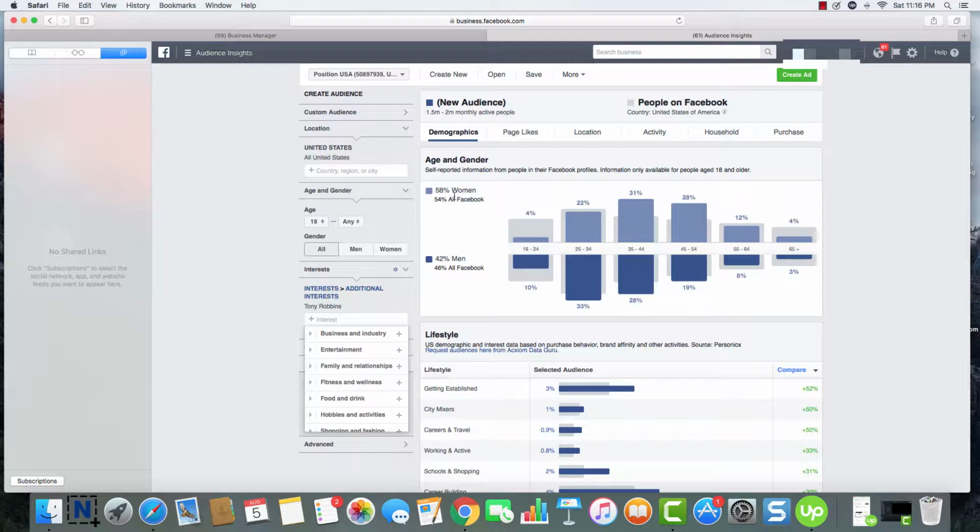So, Facebook's really, really accurate with their data, and they just keep getting better and better and better. You can't find a better paid ad platform than Facebook. And this is why so many people are successful. But again, you have to know the ropes.